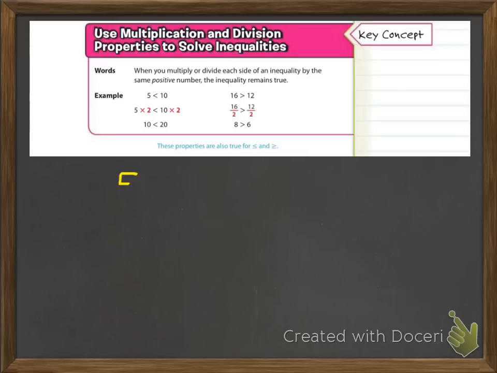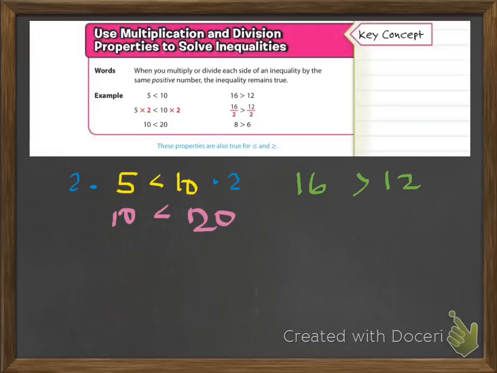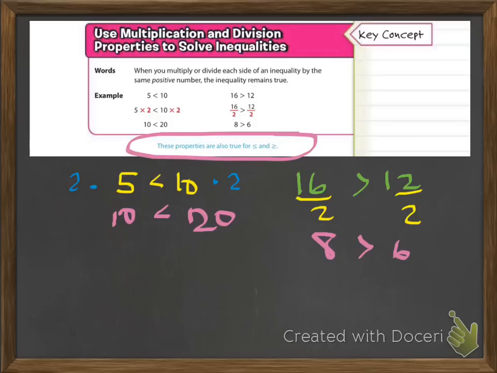We've got 5 is less than 10, so we could multiply both sides by 2, as they've done here. Now we have 10 on this side is less than 20 on this side. Stays the same. Same thing over here. 16 is greater than 12. We are going to divide both sides by 2. Divide by 2, divide by 2. We get 8 is greater than 6. Still also a true inequality. And it says these properties are also true for the greater than or equal to and less than or equal to signs.